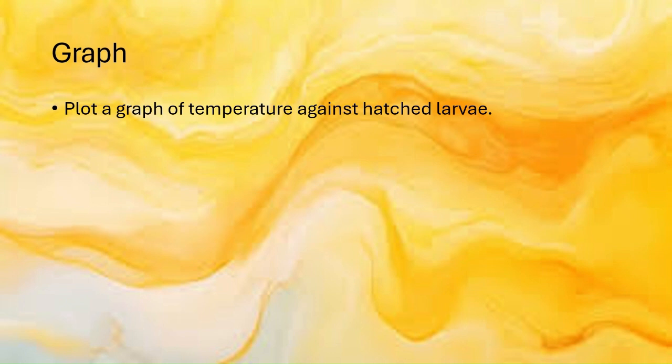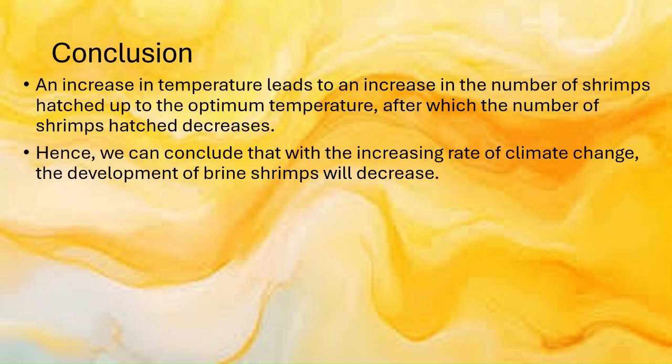So the results you obtain, plot them on a graph with temperature on the x-axis and the number of hatched larvae on the y-axis. So looking at the conclusion, an increase in temperature leads to an increase in the number of shrimps hatched up to the optimum temperature, after which the number of shrimps hatched decreases. Hence, we can conclude that with an increasing rate of climate change, the development of brine shrimps will decrease.